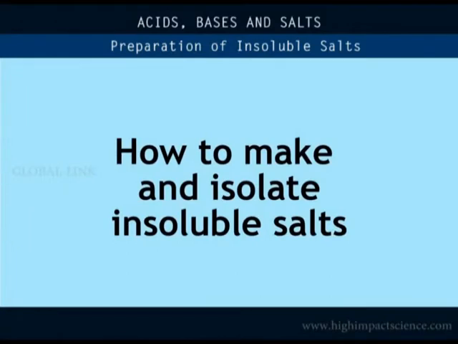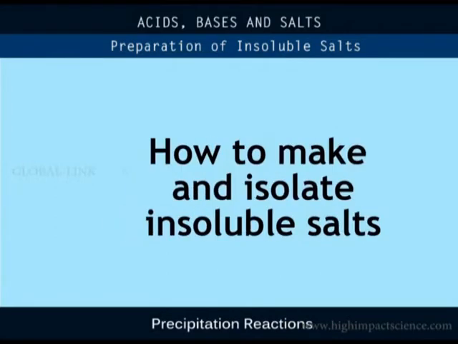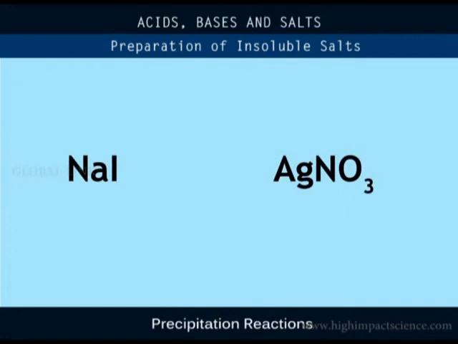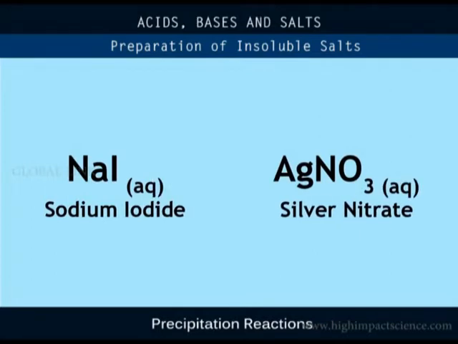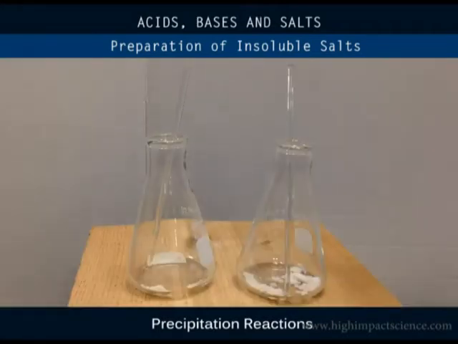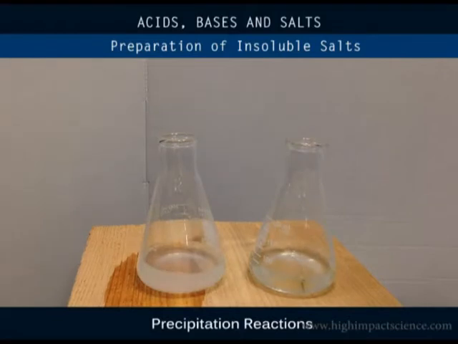Next, we look at the preparation of insoluble salts. We look at the precipitation reactions. Now, let's say you have been given two salts, sodium iodide and silver nitrate. Both of these salts are soluble in water. That means when water is added, they form clear and colorless solutions. So we are starting with two soluble salts in their solutions.